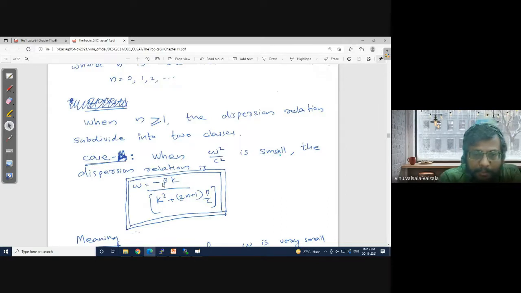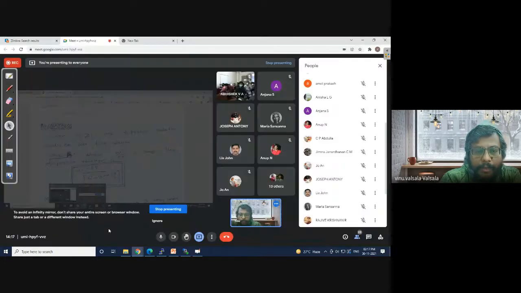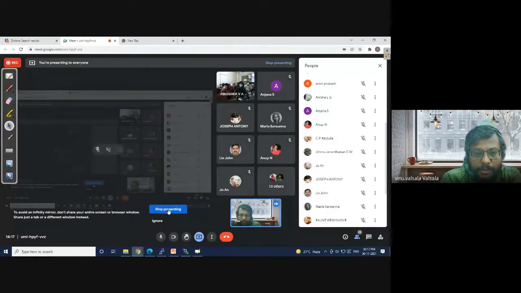And the other interpretation is that the speed of the wave is equal to minus beta, where minus represents they are propagating to the west, by k square, which is the wave number in the zonal direction, plus 2n plus 1 beta by c, where n equals 1, 2, 3, etc. So I am going to depend on some whiteboard here to illustrate this further.